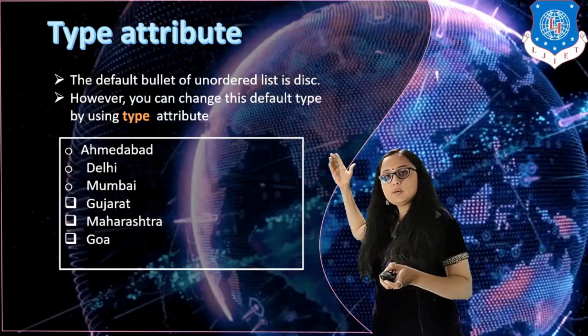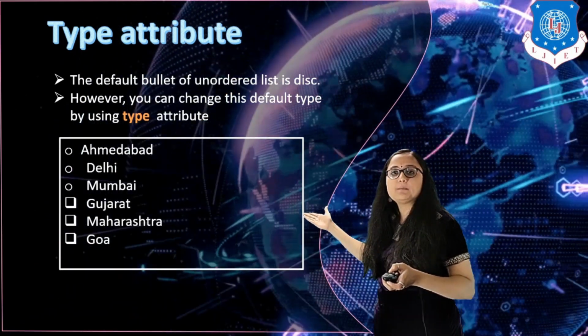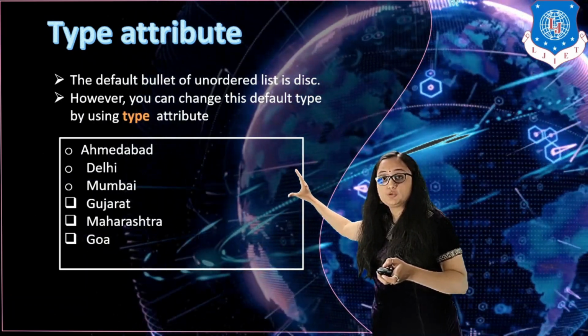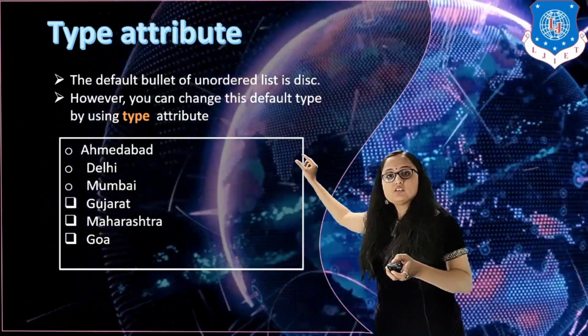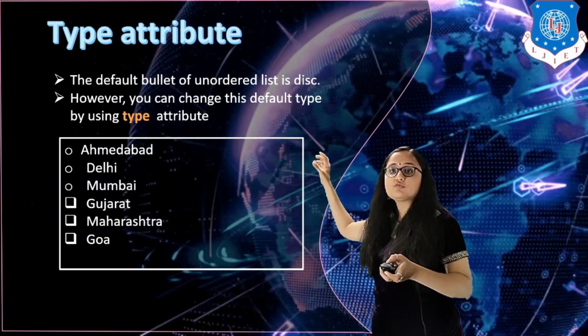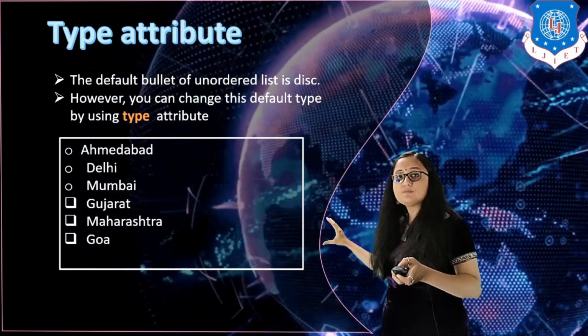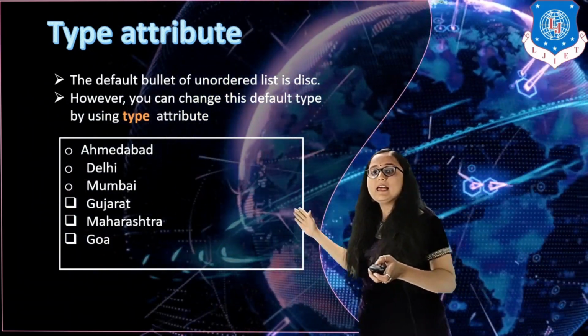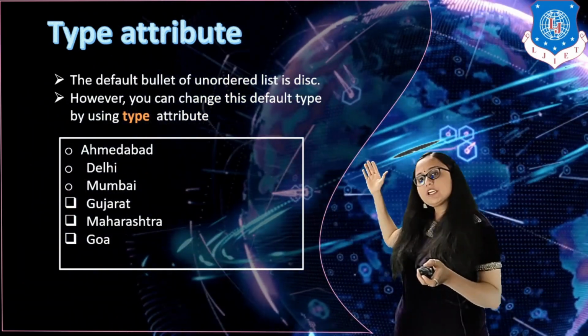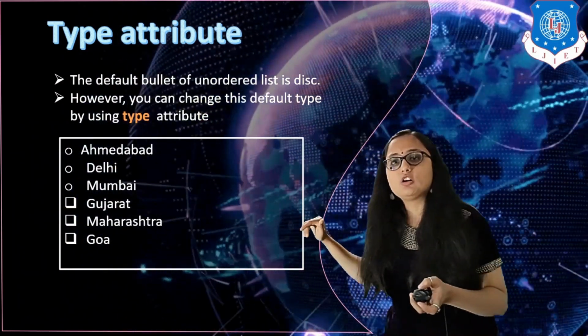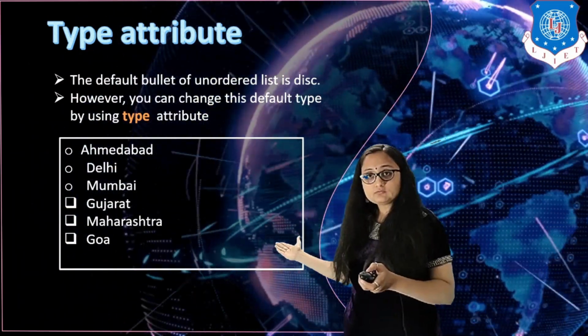Now, what will be the display? Yes, this will be the display in my browser. The first list had type is equal to circle. So the three list items which had type is equal to circle have these bullets, that is circle bullets, and the second list items which had type is equal to square have square bullets. Okay, so you can use either of them for listing your type.